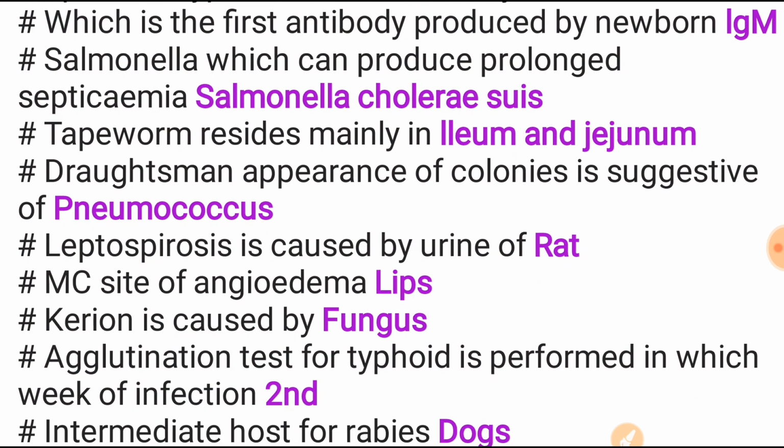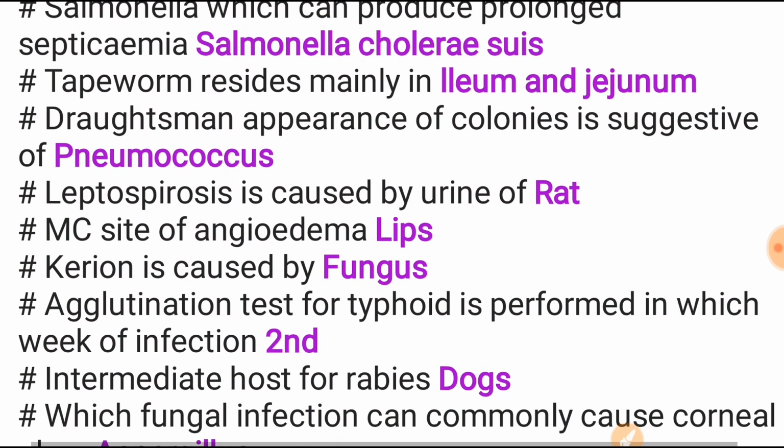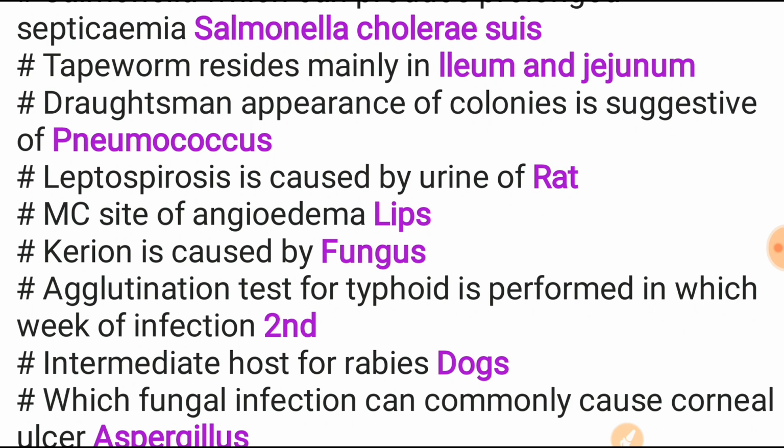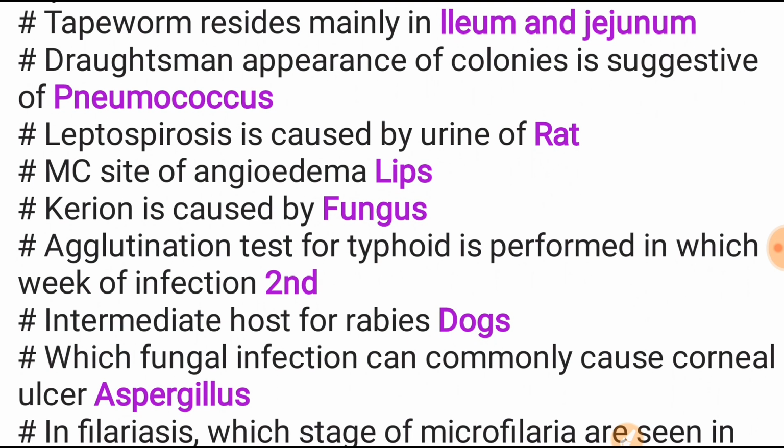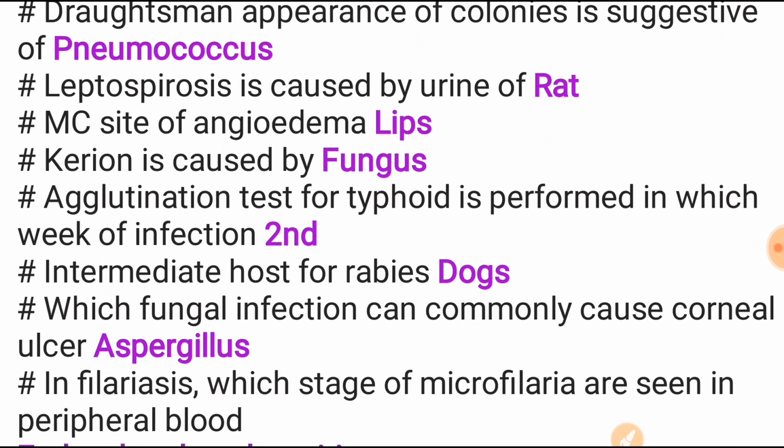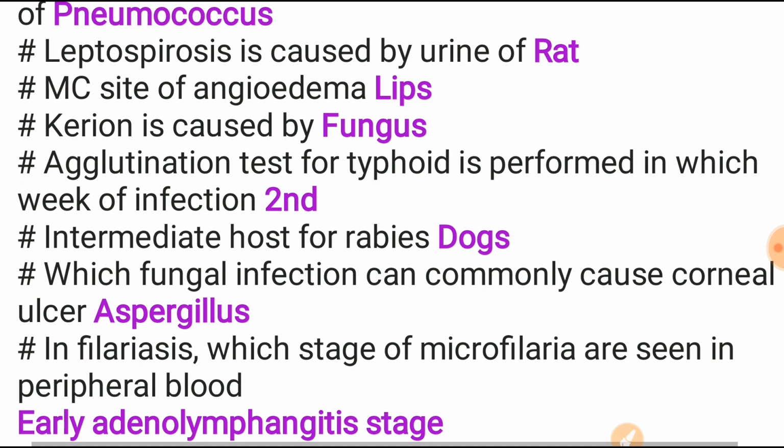Draughtsman's appearance of colonies is suggestive of pneumococcus. Leptospirosis is caused by the urine of rats. The most common site of angioedema is the lips. Tinea imbricata is caused by a fungus. Fungus, that means it is a type of ringworm, that means tinea.